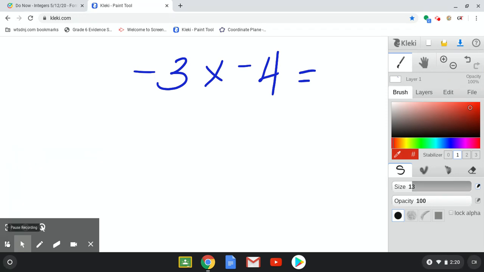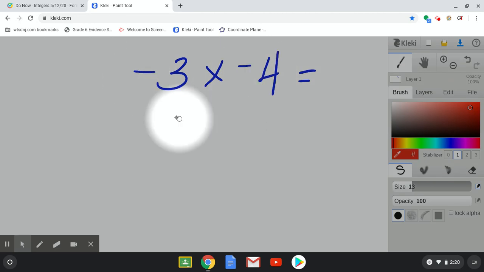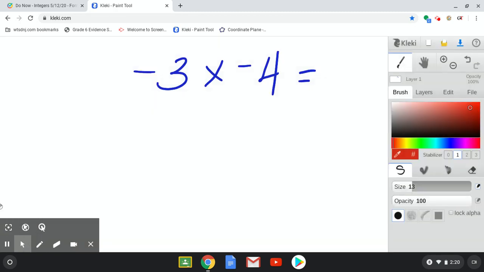So here I have a negative and a negative. So my signs are the same. So if my signs are the same, I said that my answer would be positive. So now I know it's going to be positive. Now I just need to multiply 3 times 4. 3 times 4 is 12. My final answer is a positive 12.